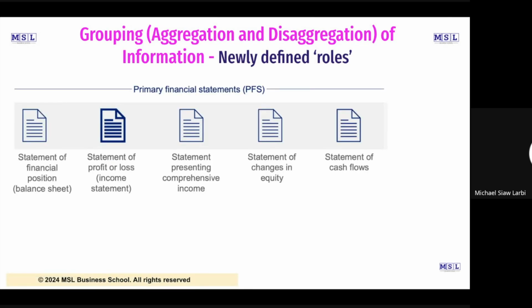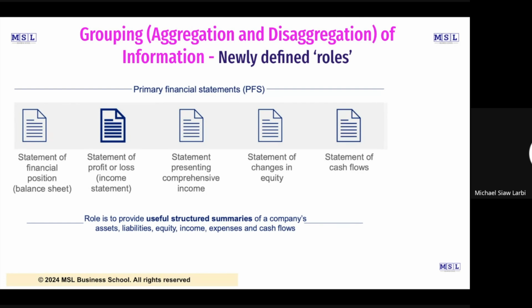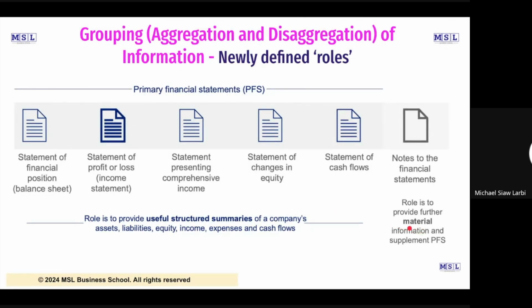So the newly defined rules, I wouldn't call them newly defined, but all they said is that the primary financial statements, balance sheet, P&L, comprehensive income, changes in equity, cash flow, these have a role to give us useful structured summaries of assets, liability, income, expenses, cash flows. Useful structured summaries, right? Then the notes are supposed to give us further material information. So you need to know where each one falls. What role does each one play, right? They just gave us this to clarify that in case you've forgotten the role these different financials play, this is what you're supposed to do. And don't forget that the notes are part of the financial statements. They're integral. In fact, there are no financials without notes. It's not a complete set of financial statements.